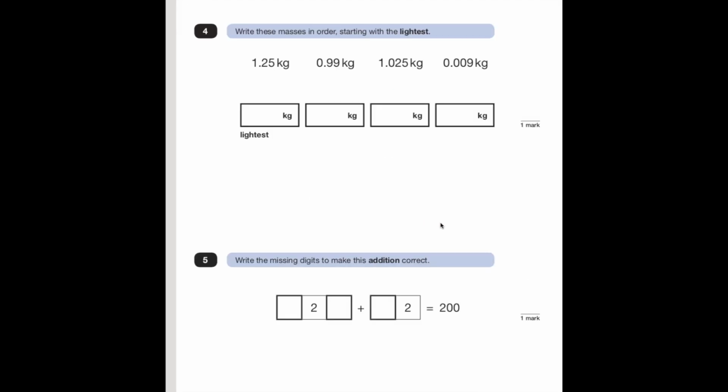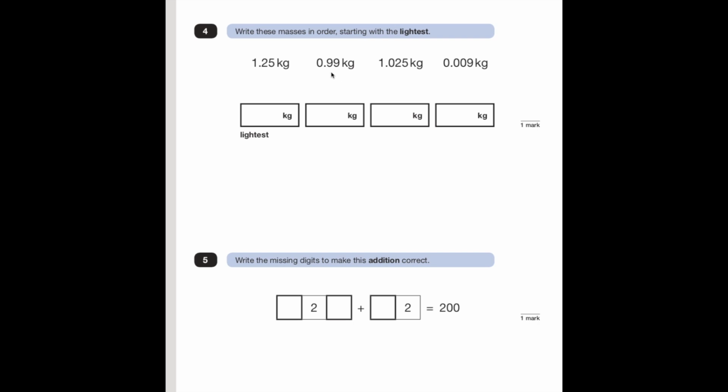Number 4, write these masses in order starting with the lightest. Again, this is just place value. The first few questions on the test tend to be place value. So looking at the numbers we've got here then, we have a couple that are over 1 kilogram and then we have a couple which are less than 1 kilogram. So we're going to have to choose between these two if we're starting with the lightest.